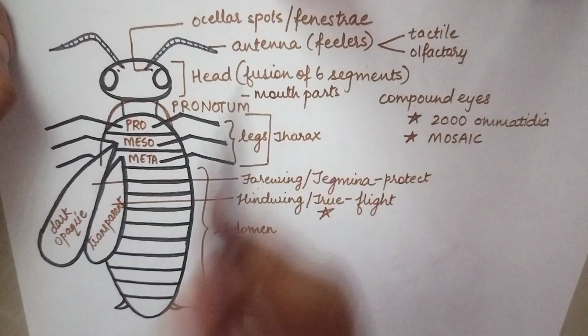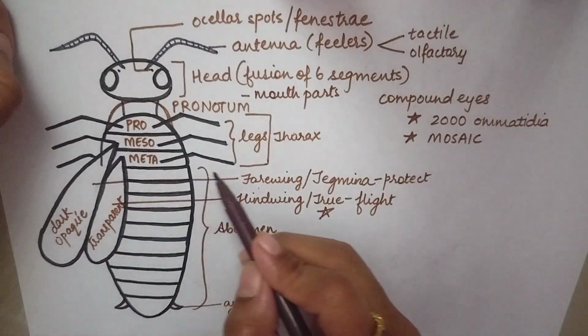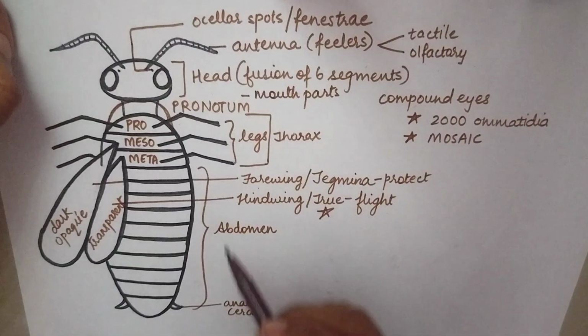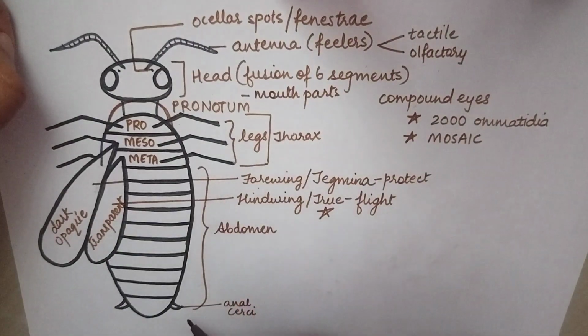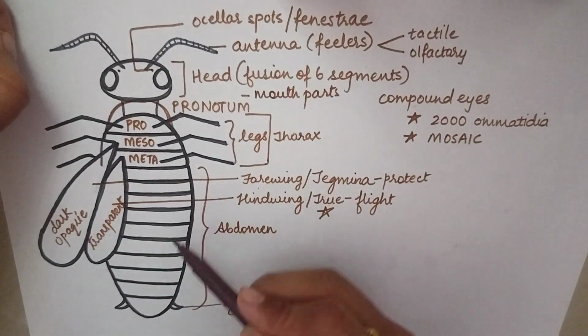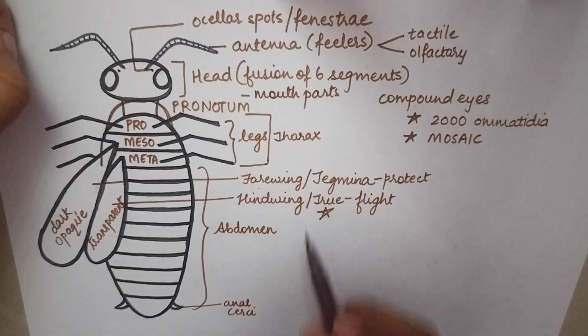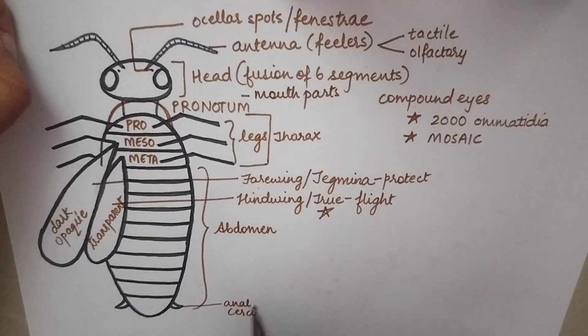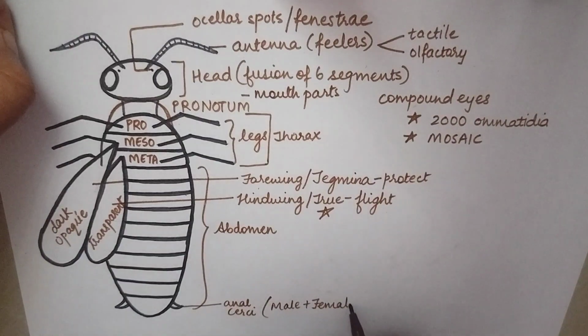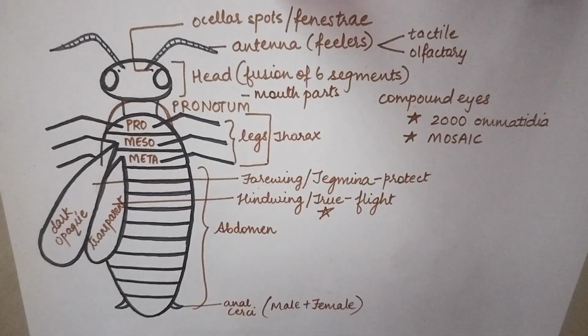So I hope these parts are clear to you. Let's move on with the last segment of the cockroach, which is the abdomen. The abdomen, the last third part of the cockroach, is made by fusion of 10 segments. One thing you will find on the 10th abdominal segment is the anal cerci. It is present in male as well as female cockroaches.